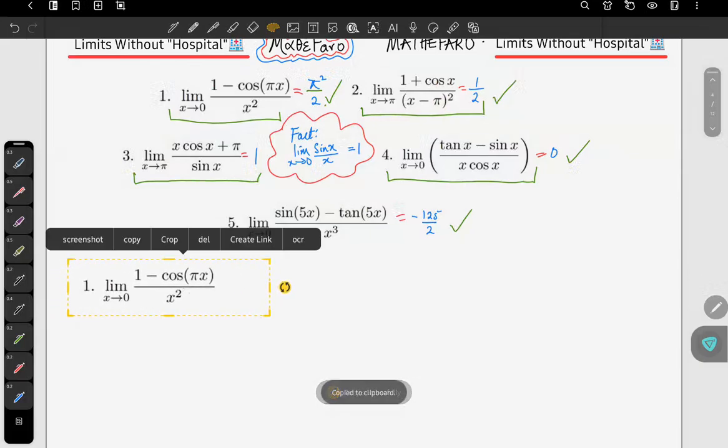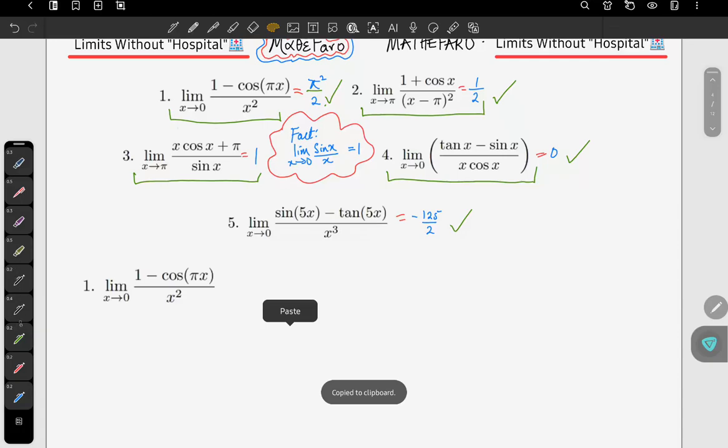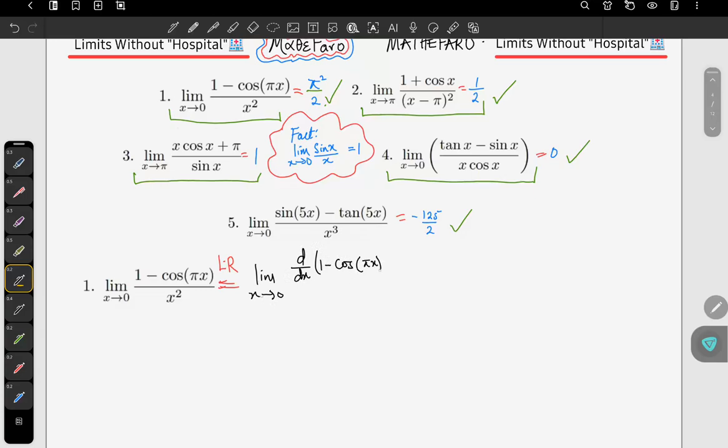So the first one, we have already seen that direct substitution will give us 0 over 0. So that gives us the license to use L'Hopital's rule. So using L'Hopital's rule, that will be the limit as x approaches 0 of the differentiation of 1 minus cosine of pi x over the derivative of x squared.